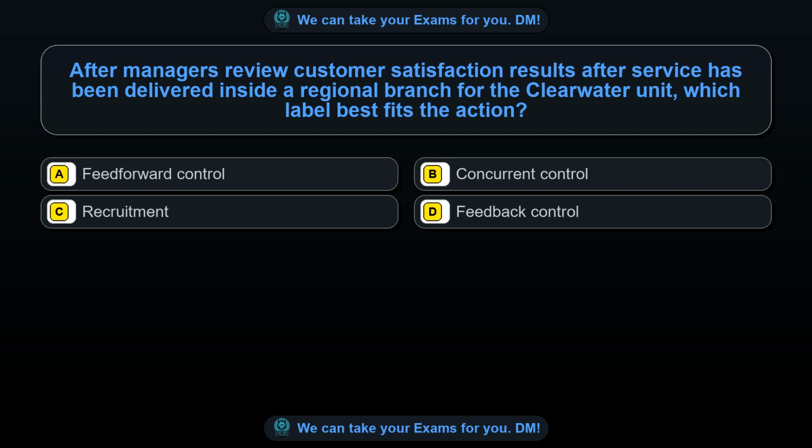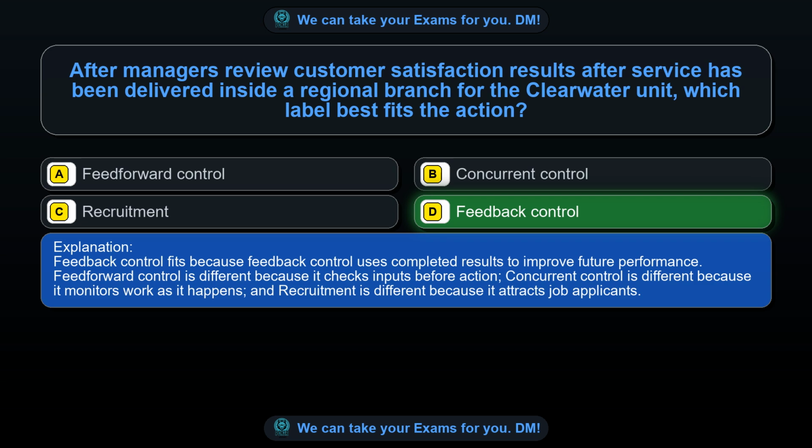Question 93. After managers review customer satisfaction results after service has been delivered inside a regional branch for the Clearwater unit, which label best fits the action? Option A, feed-forward control. Option B, concurrent control. Option C, recruitment. Option D, feedback control. The correct answer is option D, feedback control.